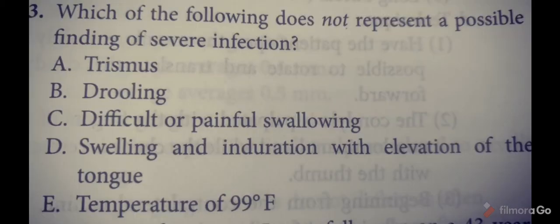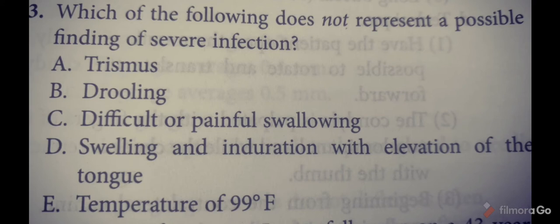Which of the following does not represent a possible finding of severe infection? Trismus, drooling, difficult or painful swallowing, swelling and induration with the elevation of the tongue, temperature of 99 degree Fahrenheit. So the answer is mostly temperature of 99 degree Fahrenheit, because unless a patient is immunocompromised, the temperature will not shoot up mostly in an infection.